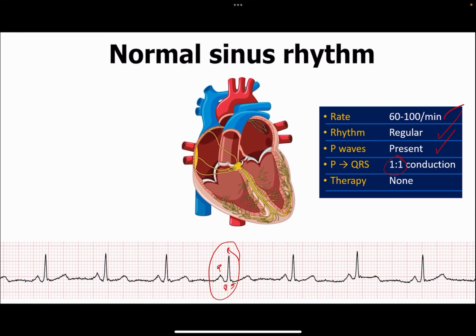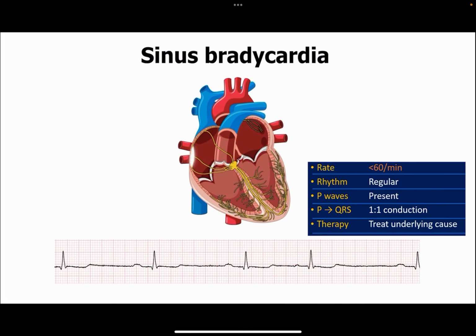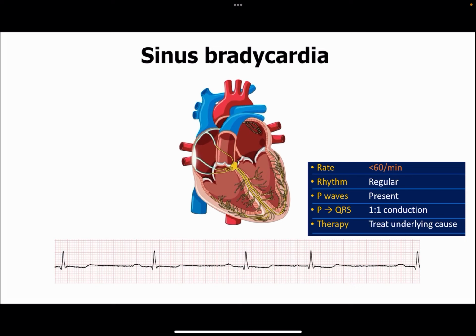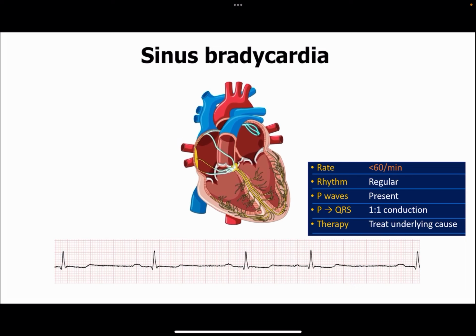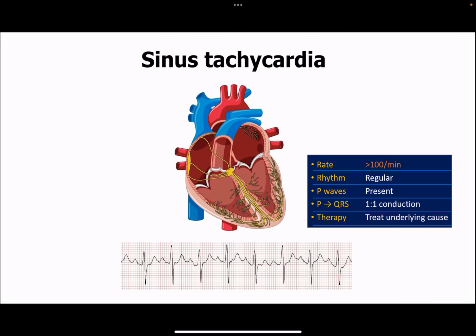So this here, that should always be the case throughout the entire ECG rhythm. No need to do anything, it's a normal sinus rhythm. If the rate goes slower, same configuration, and it's regular, there's a P wave present there, that's a sinus bradycardia. If it goes faster, then that's a sinus tachycardia.